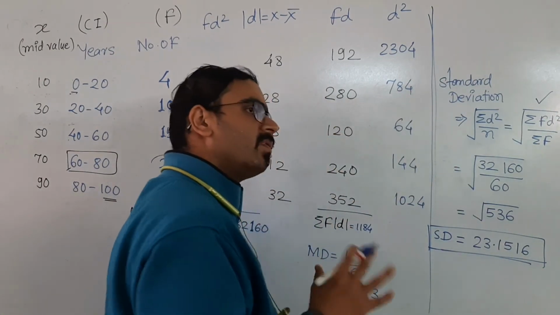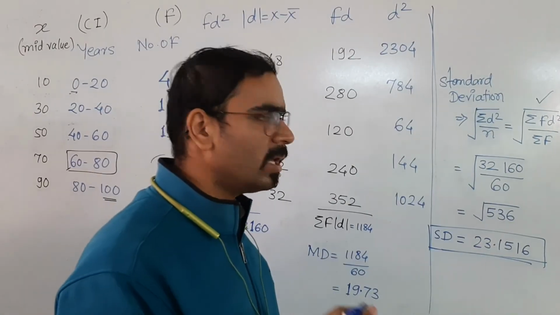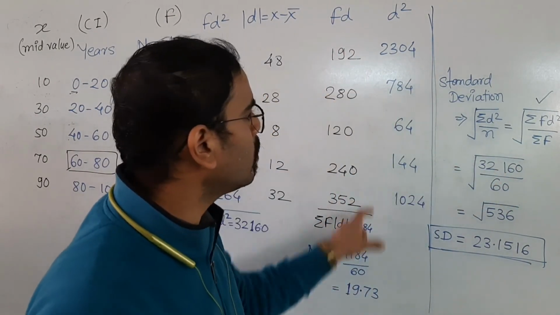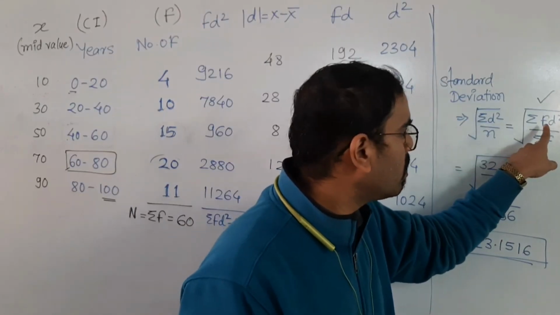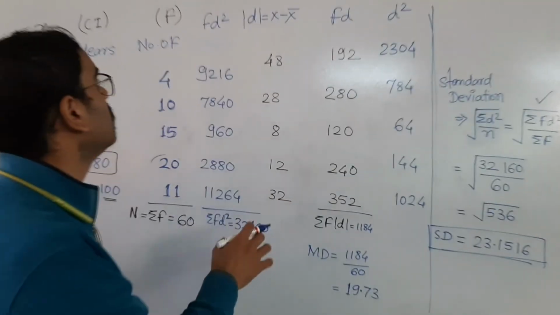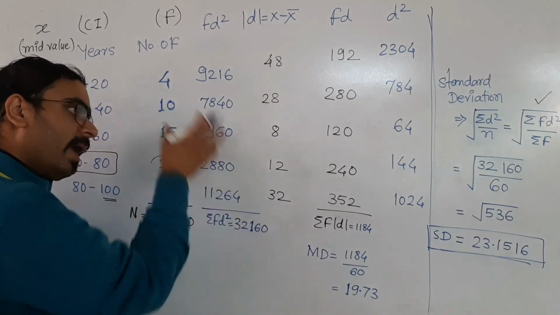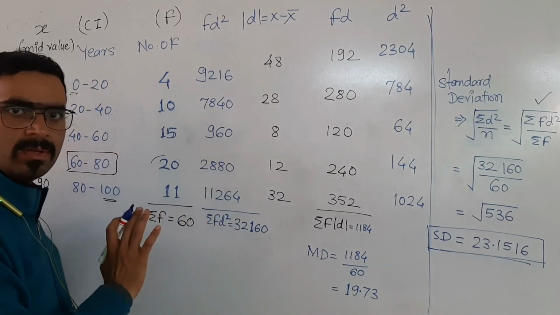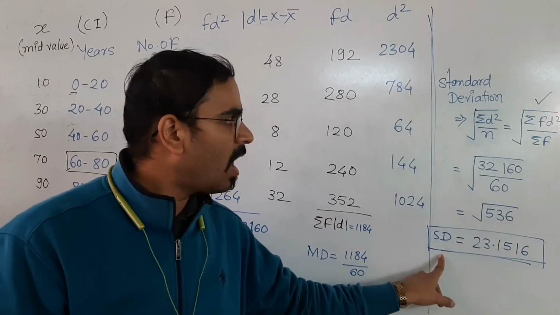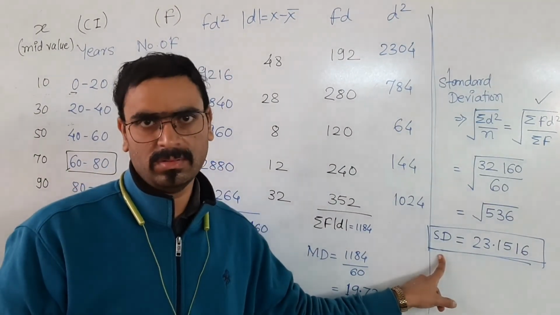So you just have to remember the formula, what the formula is exactly, what it demands, and according to that you have to make columns. Just remember summation of fd square. So we have to make fd square as a column. So we have made fd square as a column and then we have to go for the summation. Don't get confused in it. Okay, in this way we have seen how to find the standard deviation.